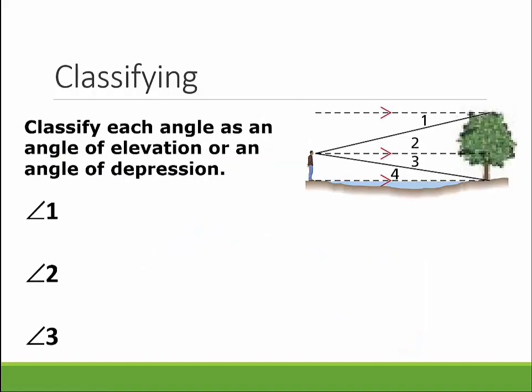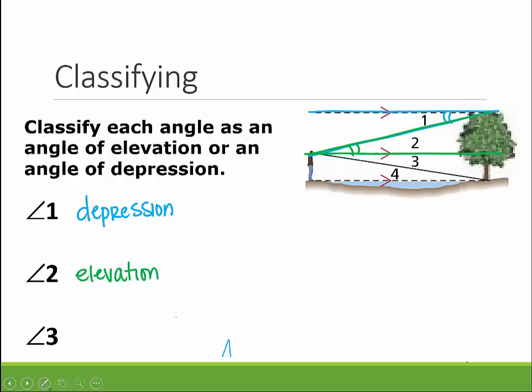So let's classify each of these as an angle of elevation or an angle of depression. So angle 1. If this is our original line of sight, and then they make an angle like this, this angle right here is depression. It's down from the horizontal one. Where if we look at angle 2, this is my original line of sight, and then I'm looking up at something. So this angle right here is elevation. And then if we take a look at angle 3, this is my line of sight again, and I'm looking down at something. So this angle here has to be depression.